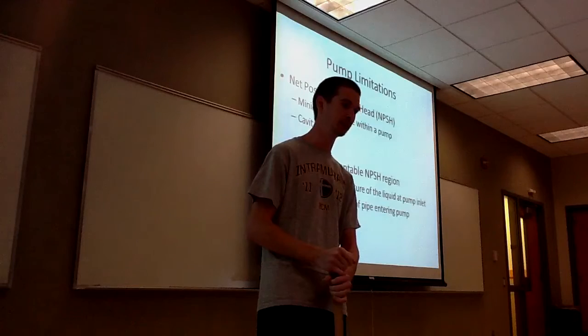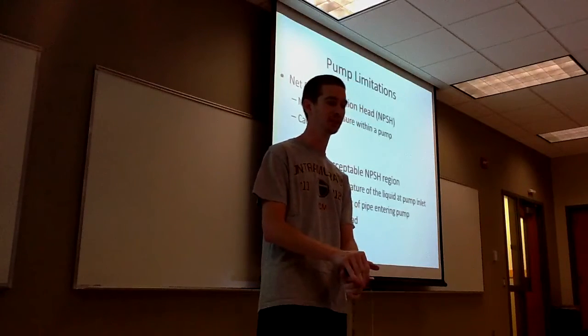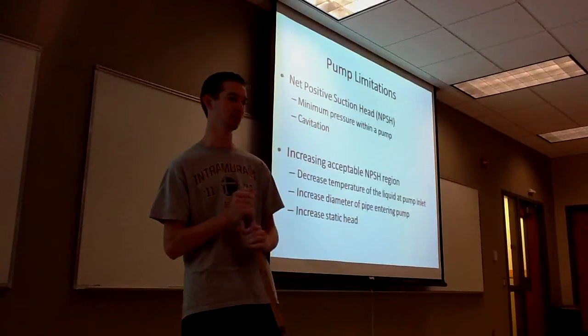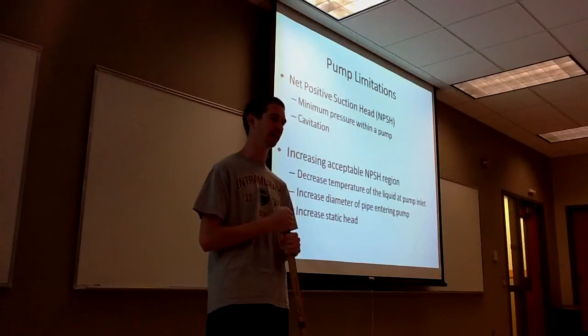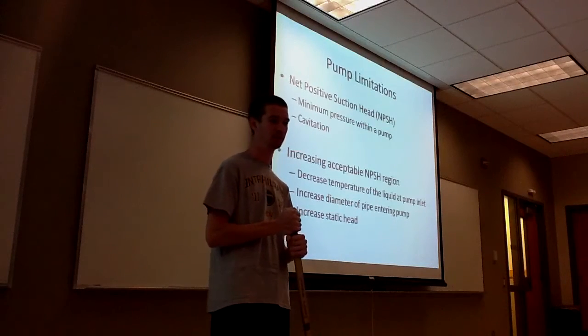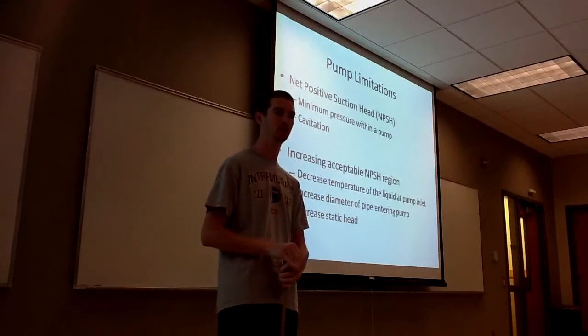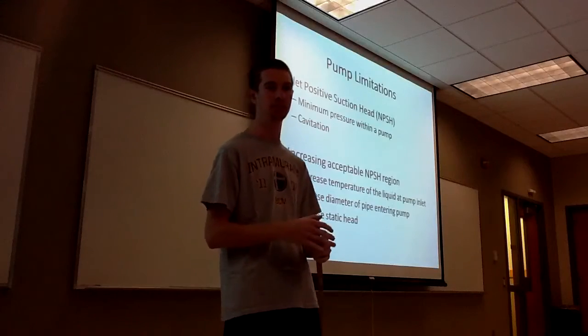There are ways you can increase the acceptable NPSH region. Some of these include decreasing the temperature of the liquid at the inlet of the pump, increasing the diameter of the pipe entering the pump, or increasing the pressure. This is why a lot of pumps are at a lower elevation than the fluid that is coming into them.